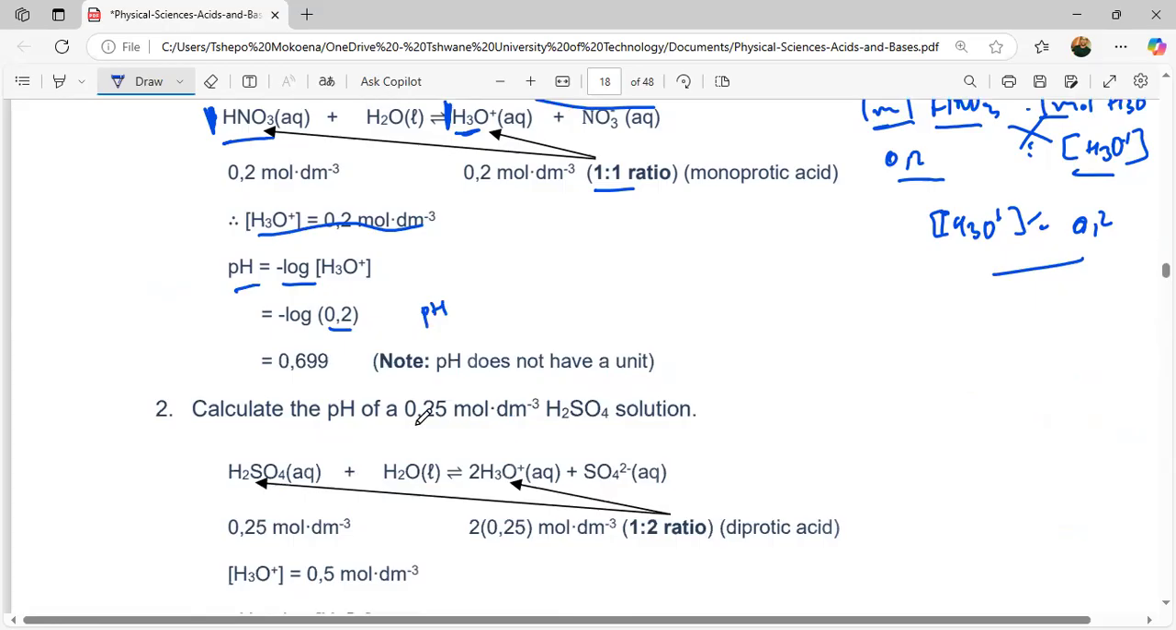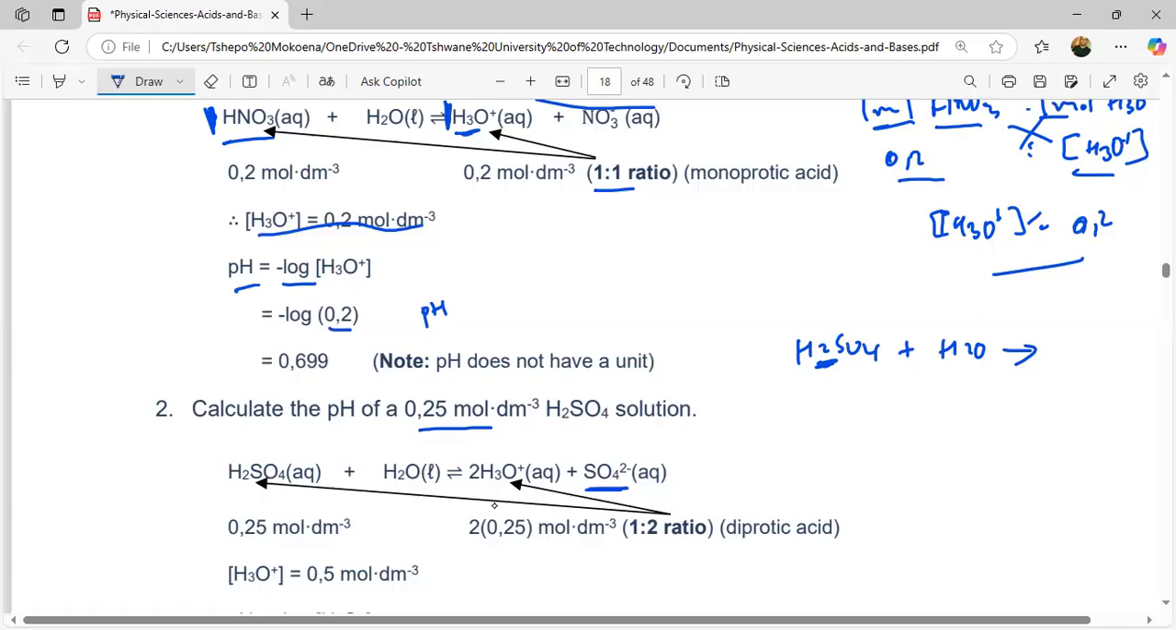Now let's come here. They say calculate the pH of this, and its concentration is given there. So we have H2SO4 plus water, you react it with water. This acid is going to donate twice. It's a diprotic acid. When it donates twice, you eliminate the H2, and you are left with SO4 2-, because you have donated 2 protons. Here it will be H3O+ ion. So there's the chemical equation.